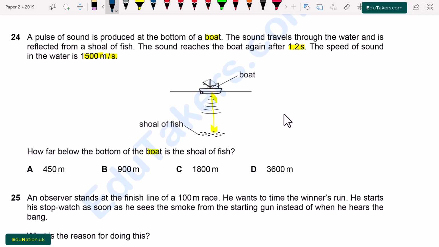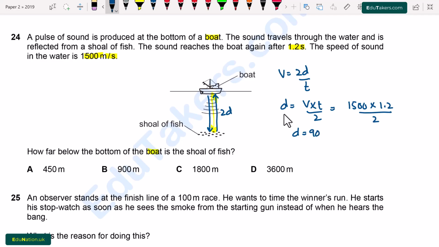Here I use the formula v is equal to 2d over t, where 2d is double the distance. In the echo, first of all the sound wave travels and comes to this point, then it is reflected and goes back. So this distance will be double. Here we have to find the distance, so d will be equal to v times t over 2. v is 1500, time is given as 1.2 seconds, divided by 2. So the distance will be equal to 900 meters. From here option B is correct.